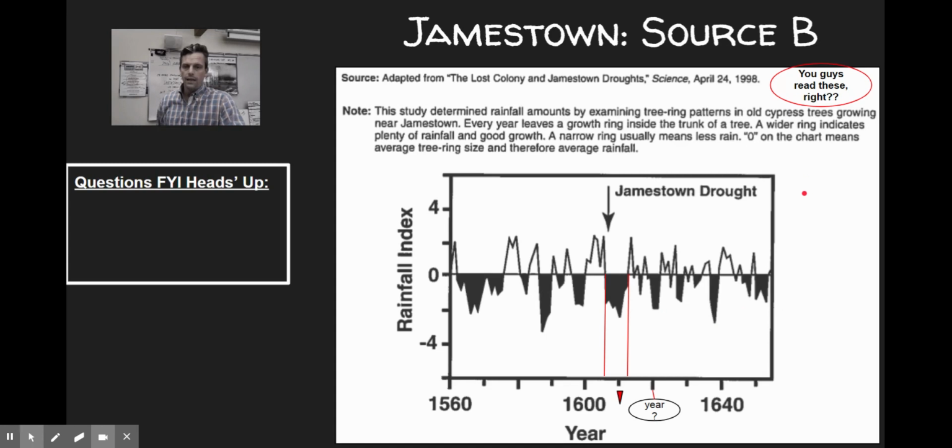Now, are the English settlers the only ones going through this drought? No, it's the entire region. The entire region, all the Native Americans in the area are going through the drought as well. So what is that going to do to everyone's food supplies? So how is this drought going to exacerbate relations? That means, how is it going to make things worse between the English and the Native Americans?